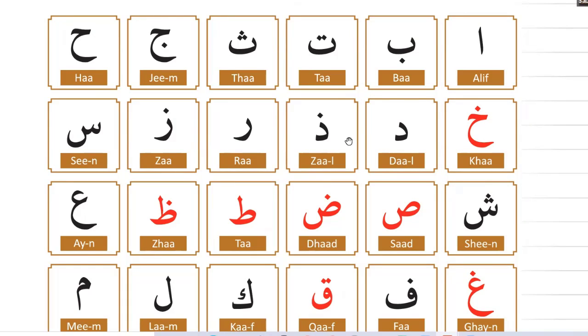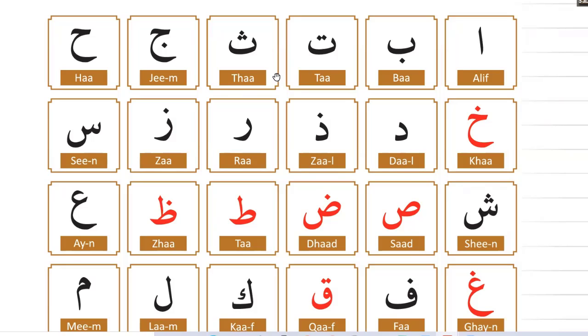Now, the next letter is thal, right? And how will you pronounce thal? This is the same letter as we did with tha, the boat with three dots, right? So the pronunciation is kind of the same. The position or articulation point, you can say, is the same. Tha and thal share the same makhraj, the same articulation point. But there is a little difference of sound, right? Thal, thal.